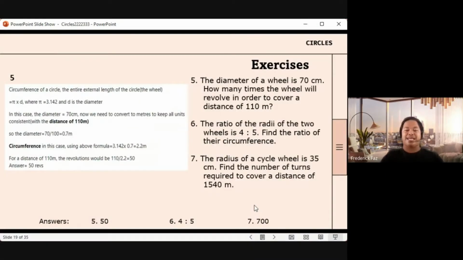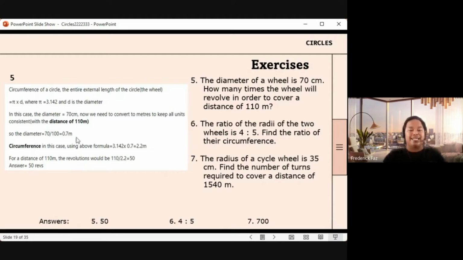For number 5, the diameter of a wheel is 70 centimeters. How many times will the wheel revolve in order to cover a distance of 110 meters? In this exercise, we have two different units, so we need to be consistent in our units. We need to convert the given to the same measurement. In this case, I converted 70 centimeters to meters, which is equal to 0.7.